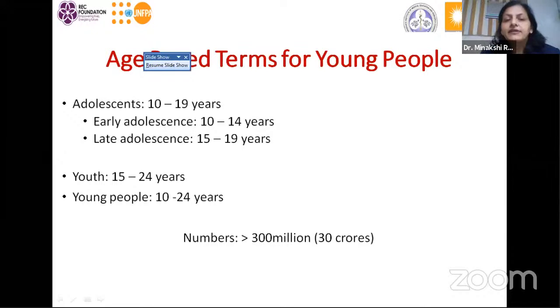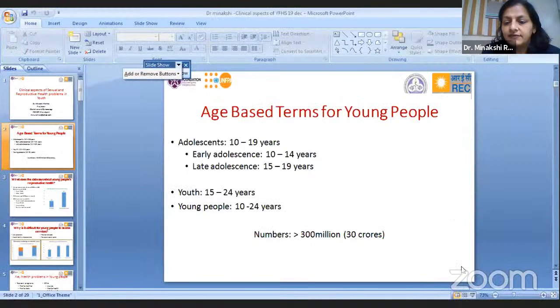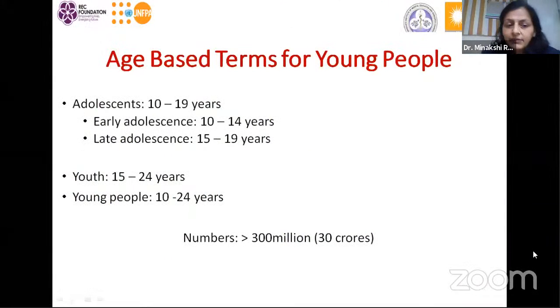So, starting with the term youth, as discussed by Dr. Pratima, this is a broader term used by WHO, which includes adolescents plus young people up to 24 years of age. So it's a broader term.